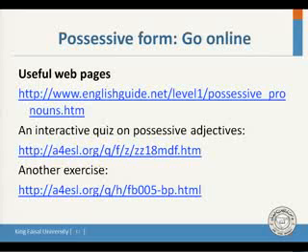Okay, again we have more web pages about the possessive form. We have 3 web pages. The second web page is an interactive quiz. You can do the exercise and after that check your answers. You will know that they are correct or not correct. And you can also correct your mistakes. So we have 3 web pages on the possessive form.